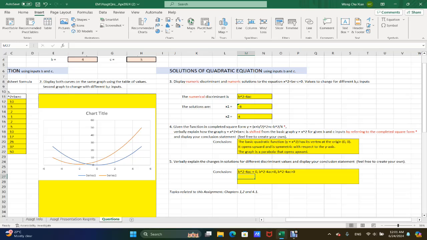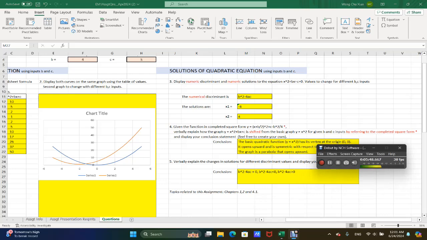Wait, sorry. For b squared minus 4ac greater than 0, there will be two real and distinct roots as the curve is under the x-axis, which means there are 2 points cutting the x-axis. For b squared minus 4ac less than 0, the whole graph is above the x-axis, which means there will be no roots. So this is the answer for this emath project. Thank you for listening.